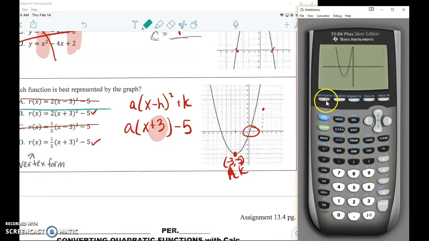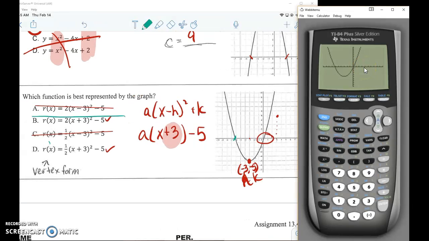Let's check option D. I'm going to change this 2 to a 1 over 2, 1/2. And this graph looks much better. I have an x-intercept between negative 6 and negative 7. And I have one that's just on the positive side of 0. So our correct answer is option D.